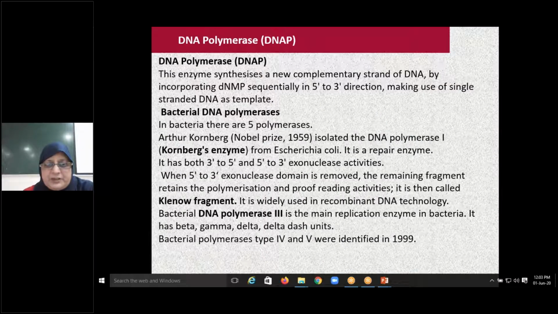Then what is this DNA polymerase? DNA polymerase synthesizes a new complementary strand of DNA by incorporating deoxynucleotide monophosphates sequentially in the 5' to 3' direction. So addition of the new nucleotide bases will occur only in the 5' to 3' direction in both the strands, making use of single-stranded DNA as a template. Now there is a difference between bacterial DNA polymerases and the mammalian polymerases.